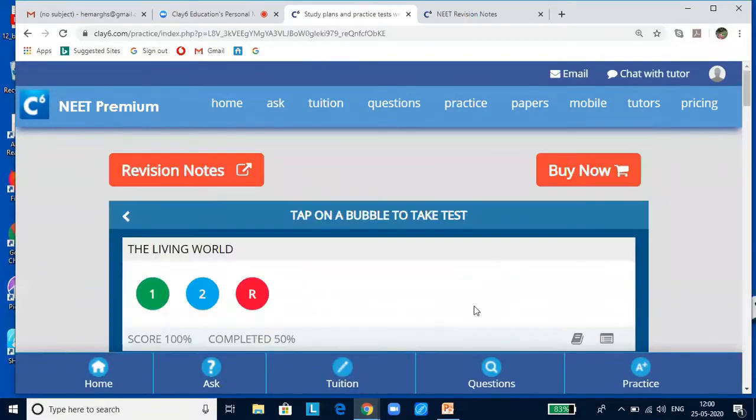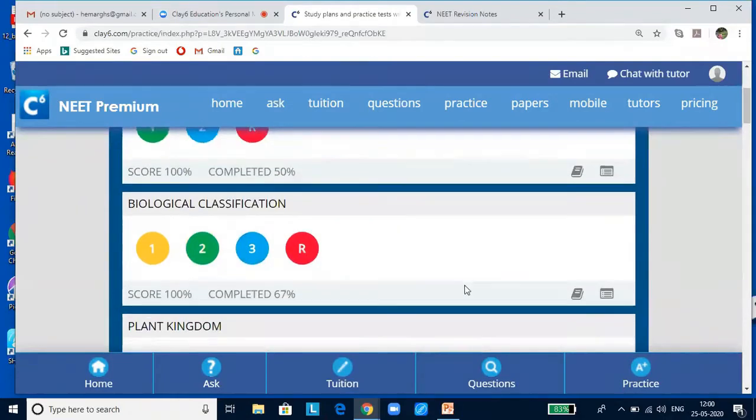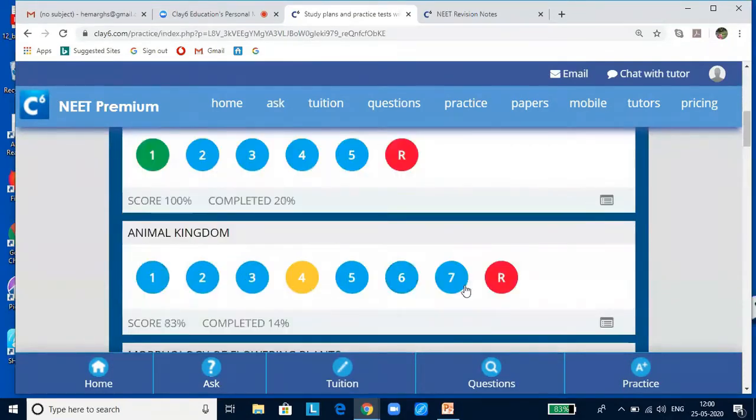Under biology, the tests are arranged chapter wise, and you will find a lot of bubbles here. Each bubble is a test. Now if you look at the green bubble, it means you have taken the test and you can visit any number of times. Suppose you have scored a little less marks, you want to revisit to see whether you are able to understand the concept and attempt it, you can do it. Or if you want for revision sake, you can again visit the test and redo the test.